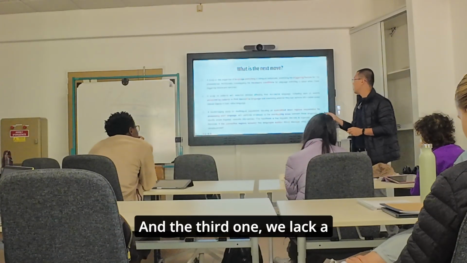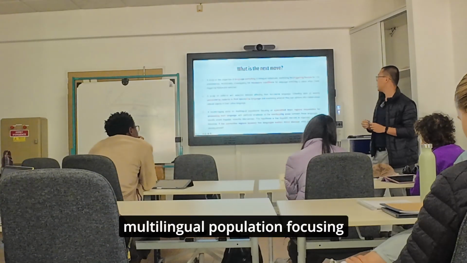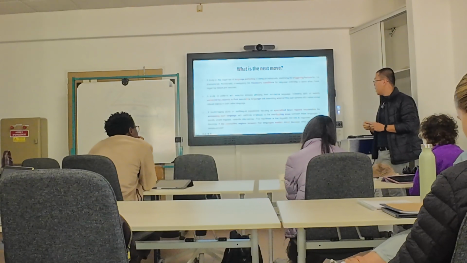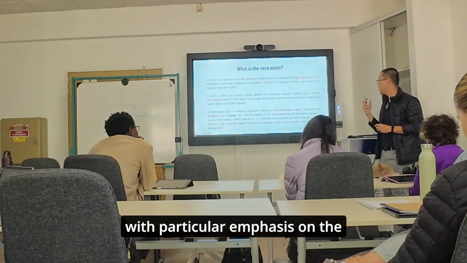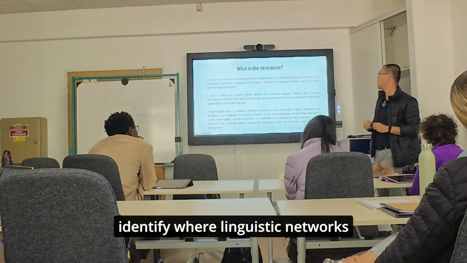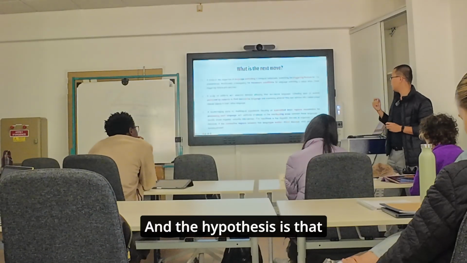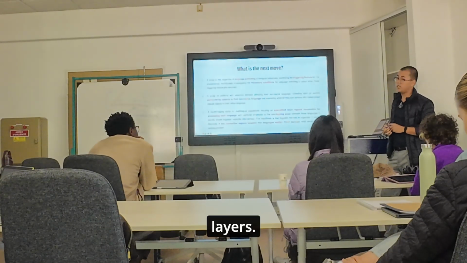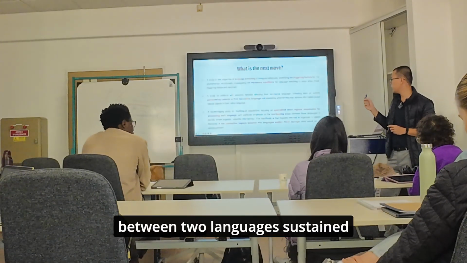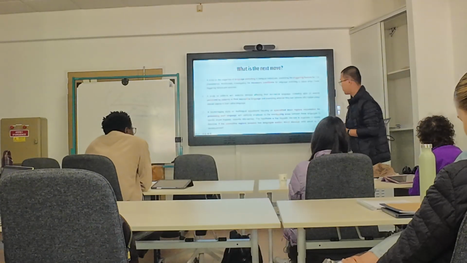And the third one, we lack a neuroimaging study on the multilingual population focusing on the specialized brain regions responsible for processing each language, with particular emphasis on the overlapping areas between these languages to identify where linguistic networks interconnect. And the hypothesis is that linguistic memory is organized in layers. Therefore, if the connective region between two languages sustains damage, what would be the consequence?